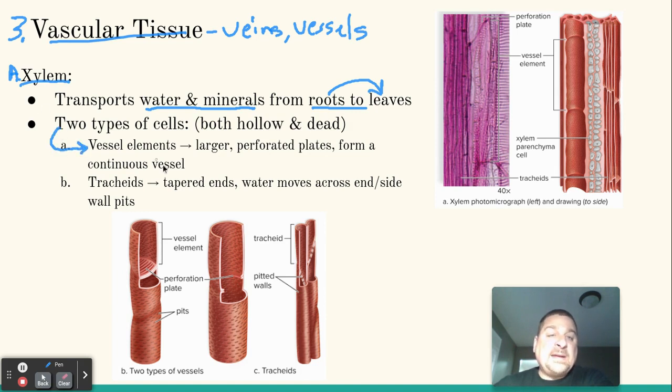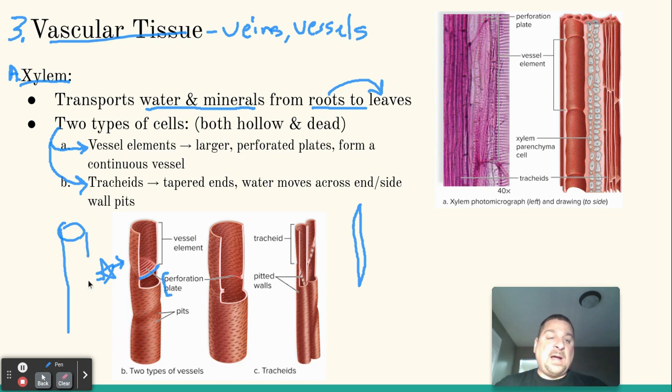The vessel elements, these right here are the vessel elements. They are larger. They form almost like a pipe, and some of them at the end have a perforated plate, okay, that allows the water to move up through. Usually alongside of them is the second type called the tracheids. The tracheids have more of a tapered end, like this, instead of just being sort of a round tube.